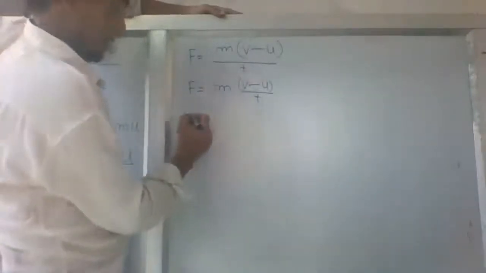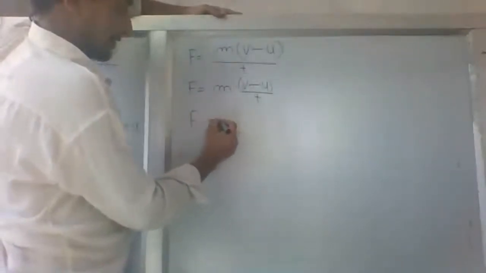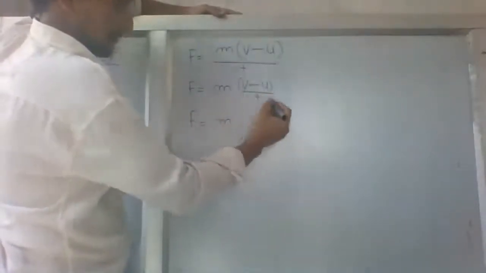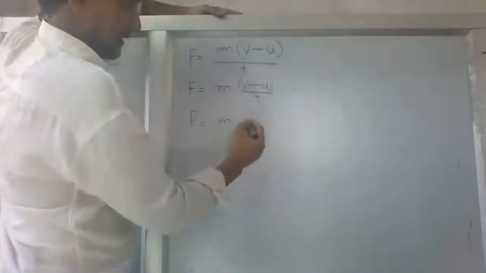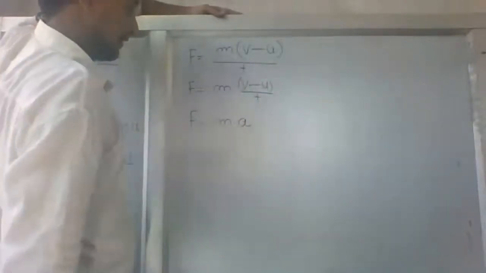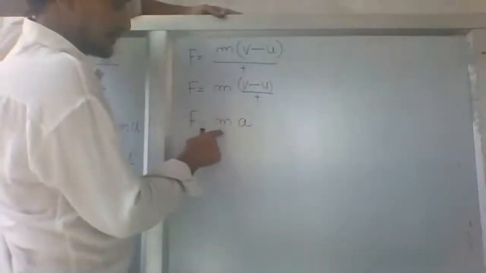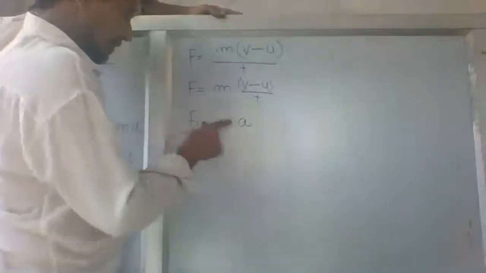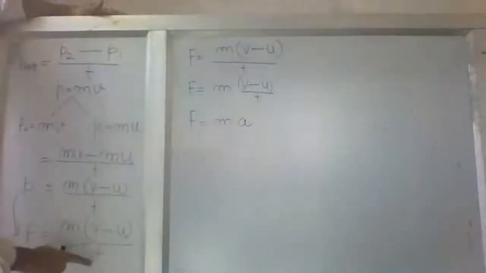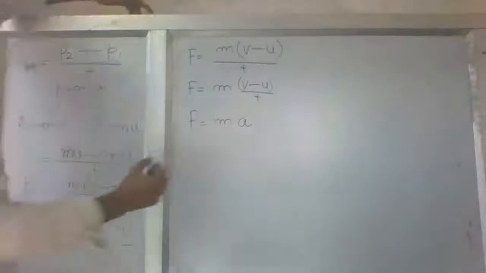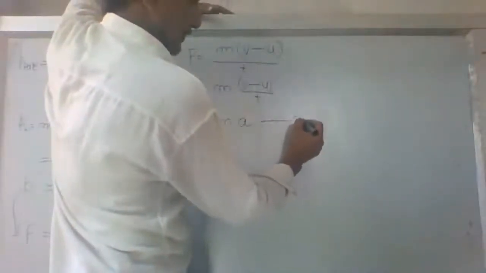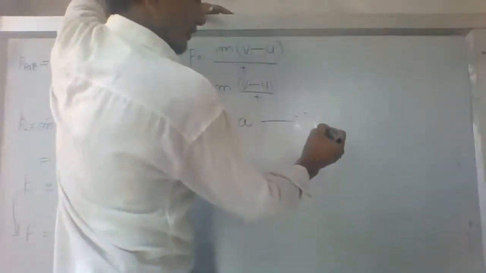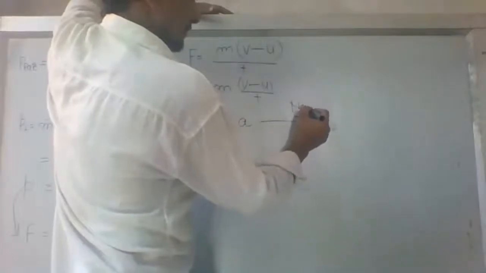So F is equal to mass times this portion, which is called the acceleration. So mass into acceleration is called force, or rate of change of momentum is called force. This is Newton's second law of motion.